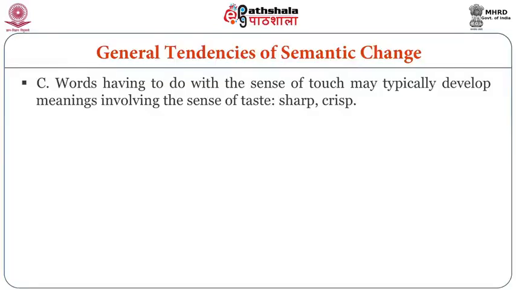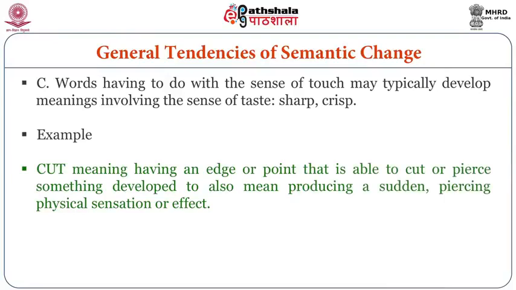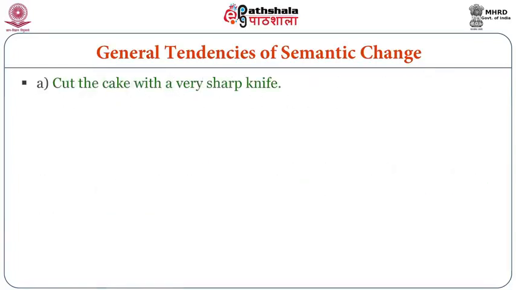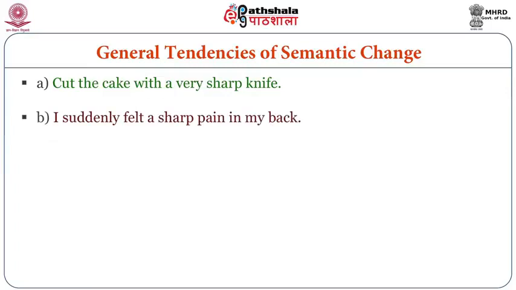Words having to do with the sense of touch may typically develop meanings involving the sense of taste, sharp, crisp. For example, sharp, meaning having an edge or point that is able to cut or pierce something, developed to also mean producing a sudden piercing physical sensation or effect. Cut the cake with a very sharp knife. I suddenly felt a sharp pain in my back.